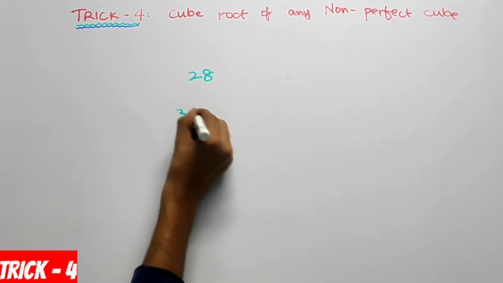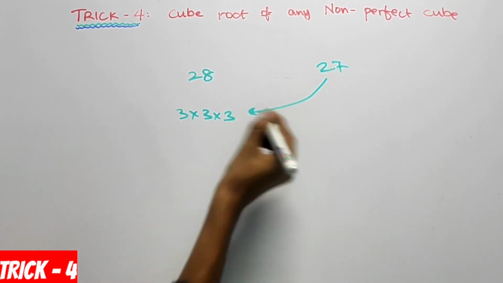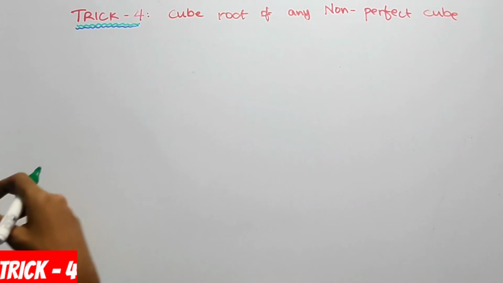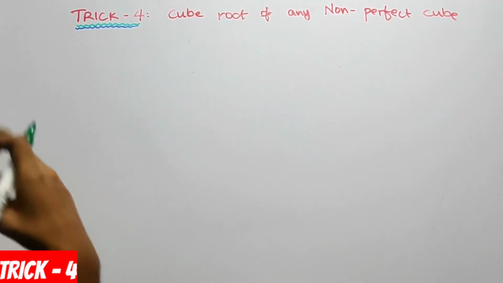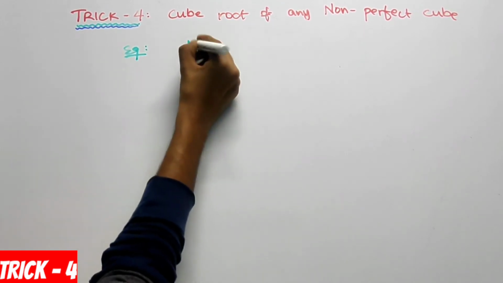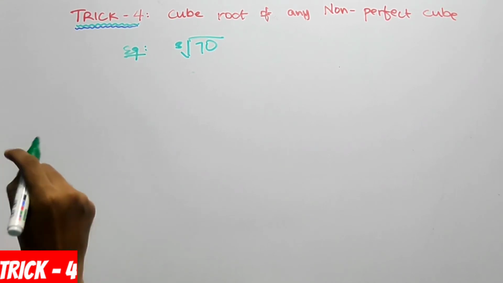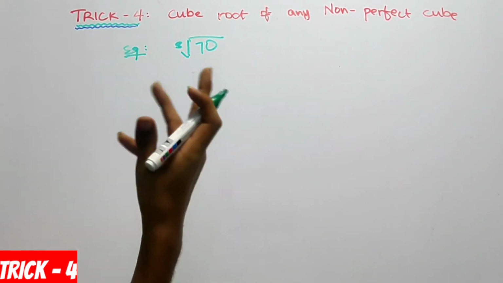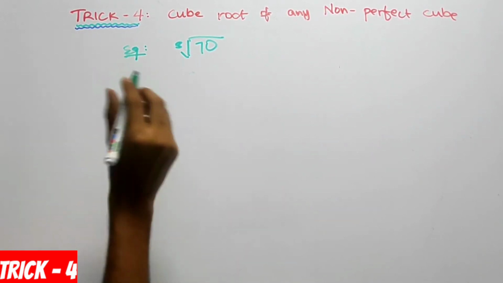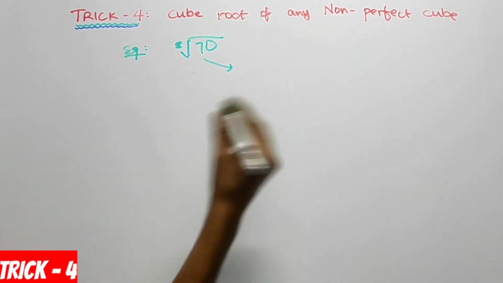28 is an example of a non-perfect cube, as 28 cannot be represented as 3 cube or 3 into 3 into 3, but 27 is an example of a perfect cube which can be represented in the form of 3 cube. This trick only holds true for a non-perfect cube number, and we can find an approximate value for any non-perfect cube. Now, we have to find the cube root of this number 70, which is a non-perfect cube. We just have to perform all the same steps which we did in the previous problem with a few minor changes.